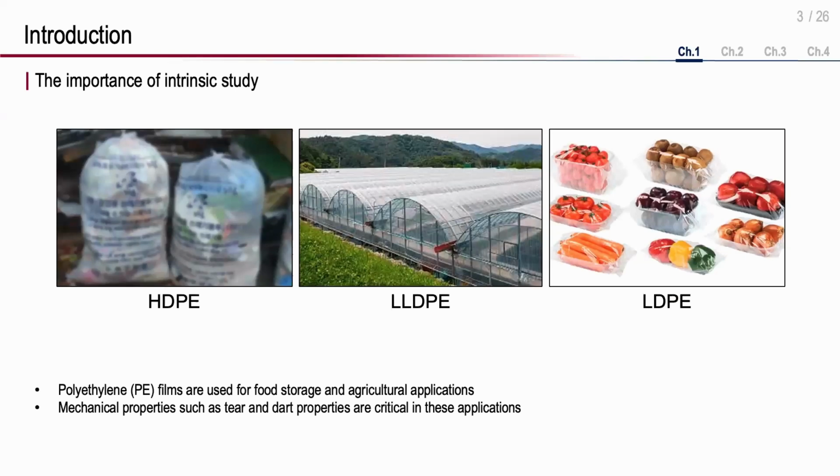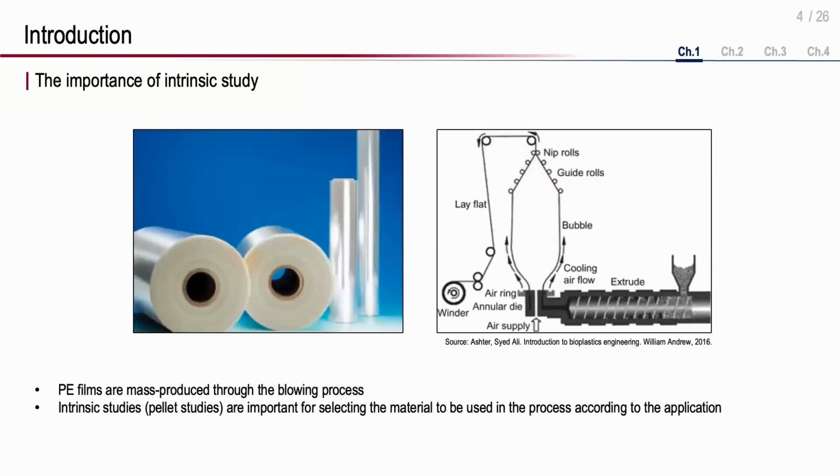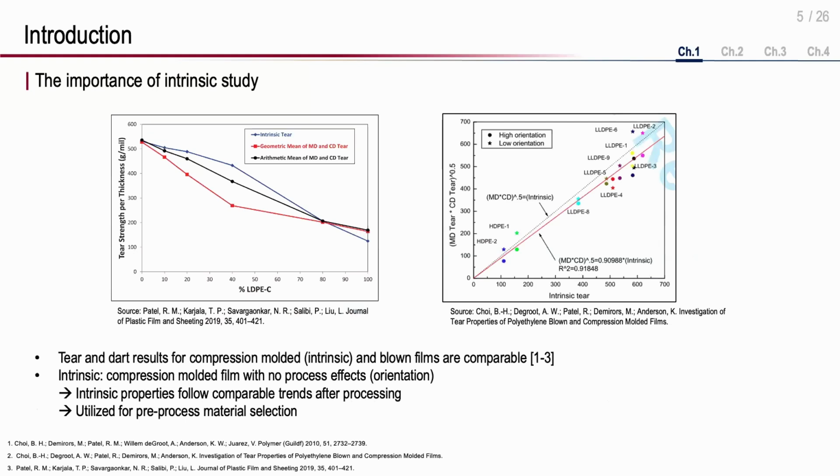Let me introduce the importance of intrinsic study. Polyethylene films are used for food storage and agricultural applications, and mechanical properties such as tear and dart properties are critical in these applications. Polyethylene films are mass-produced through the blowing process, and intrinsic studies are important for selecting the material to be used in the process according to the application. And tear and dart results for compression molded film and blown films are comparable.